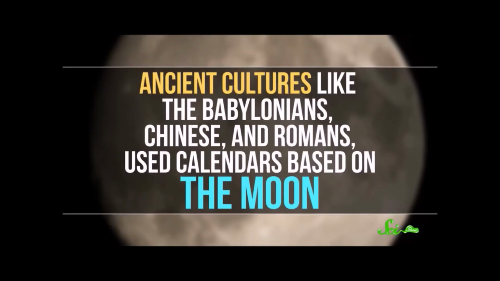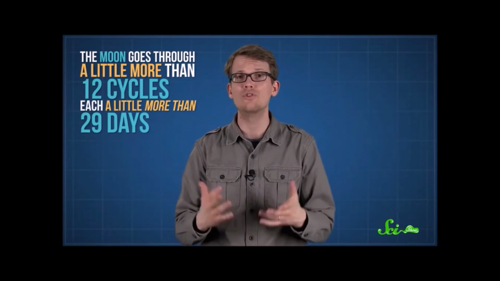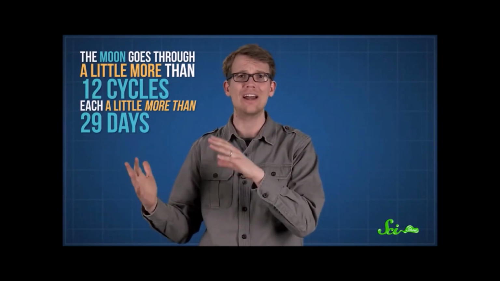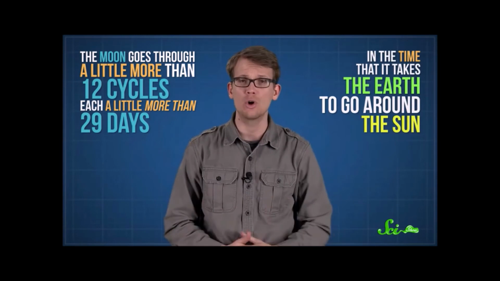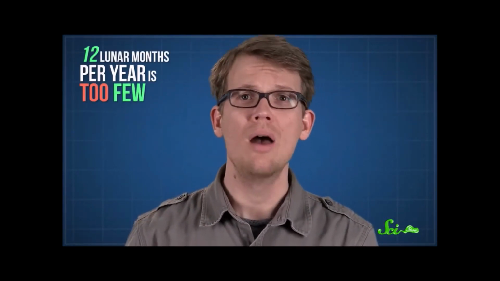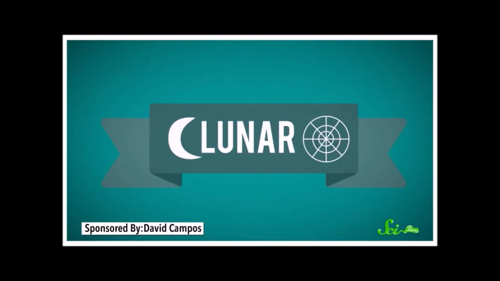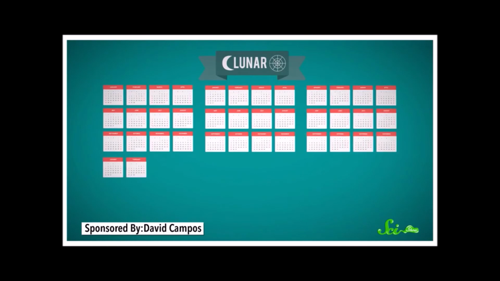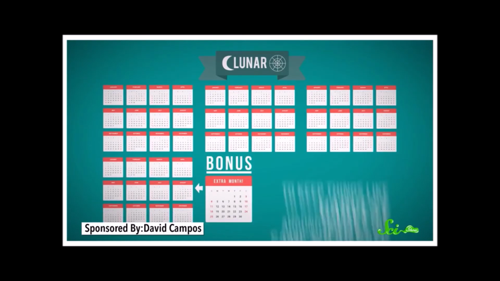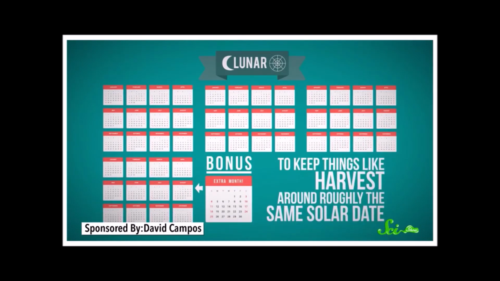And as if that wasn't complicated enough, a lot of ancient cultures like the Babylonians, Chinese, and Romans used calendars based on the moon. But the behavior of the moon, again, has nothing to do with our rotation or our orbit. The moon goes through a little more than 12 cycles, each a little more than 29 days, in the time that it takes for the Earth to go around the sun. And that means they had a similar problem. 12 lunar months a year is too few, but 13 lunar months in a year is too many. So most people using a lunar calendar would have 12 months most years, but then they'd add an extra month every couple of years to keep things like harvest around roughly the same solar date.